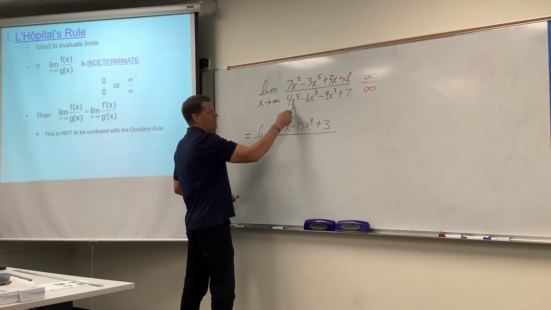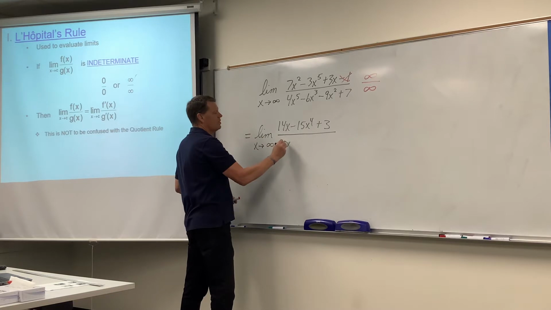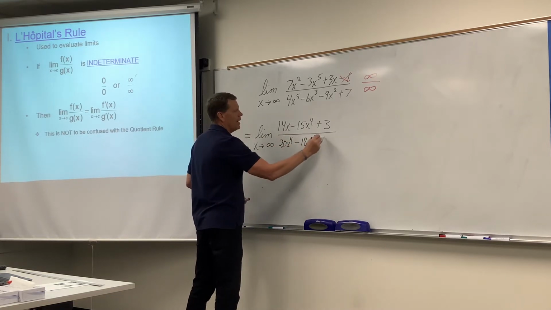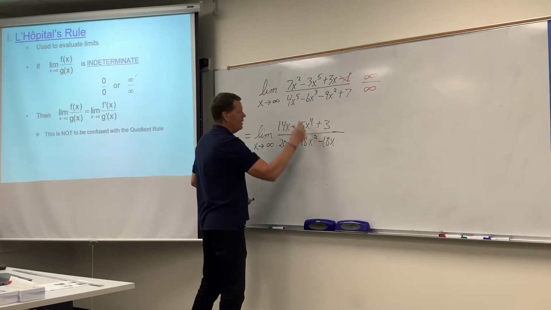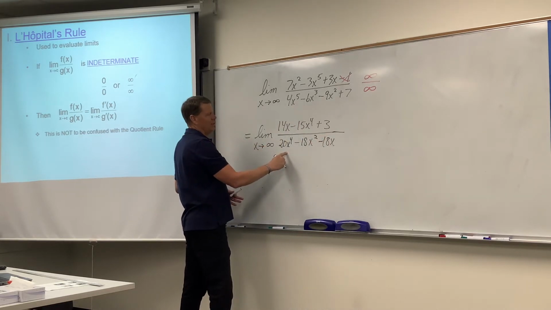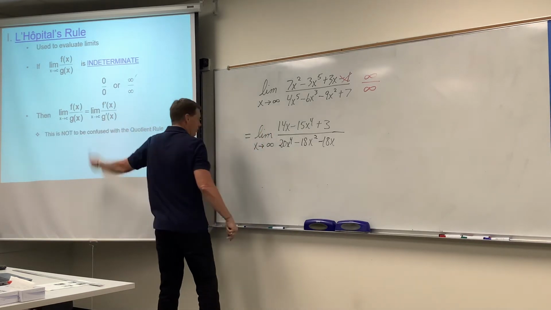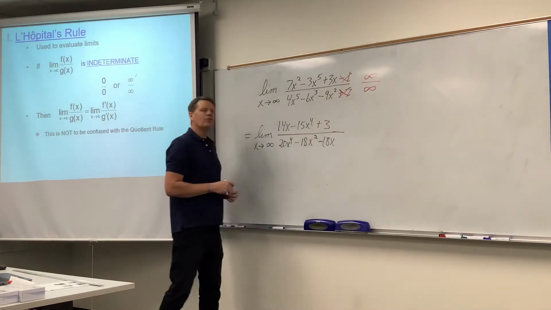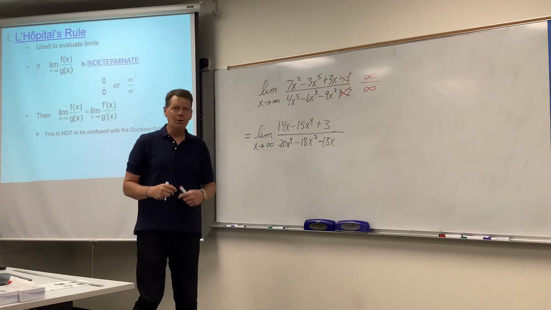This denominator would be 20x to the fourth minus 18x squared minus 18x. Let me double check that again. These are easy derivatives, right? Just take the derivative of the top, take the derivative of the bottom. Notice that the plus 7 ended up falling off the question because its derivative was 0, wasn't it?